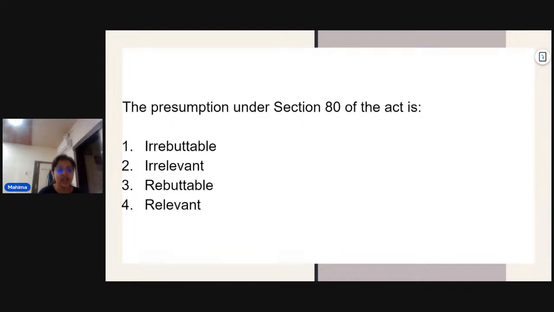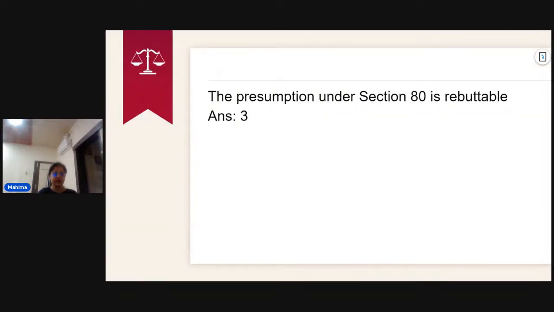The presumption under section 80 of the act is irrefutable, irrelevant, rebuttable, relevant. It is an evidence. Narcotics test is admissible. Yes, you are saying that remembering Selvi versus State of Karnataka, but that is without the permission or without the consent of the person. It is a relevant evidence. Yes, it is a rebuttable evidence under Section 80.